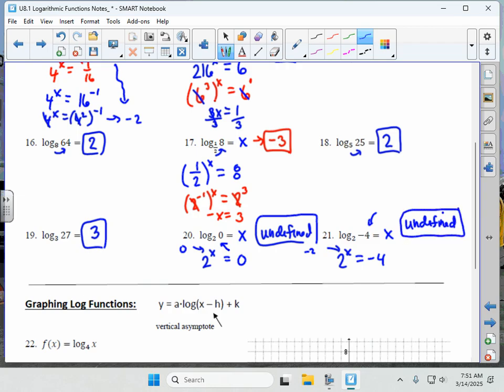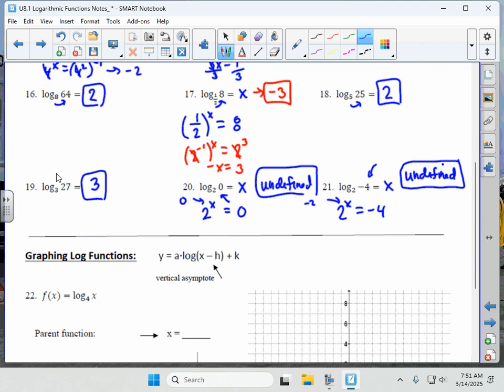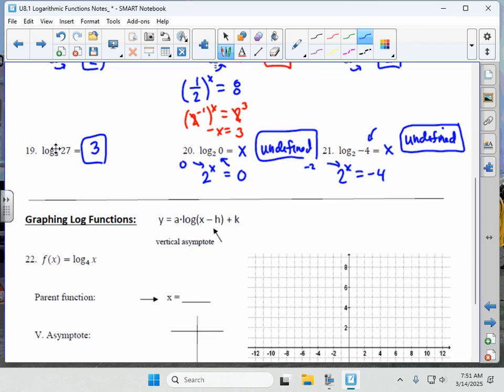Okay, that satisfies that. So when you're evaluating a log, the number has to be positive. All right, and so it can't be 0, it can't be negative. It can be a fraction, but it just can't be 0 or negative.